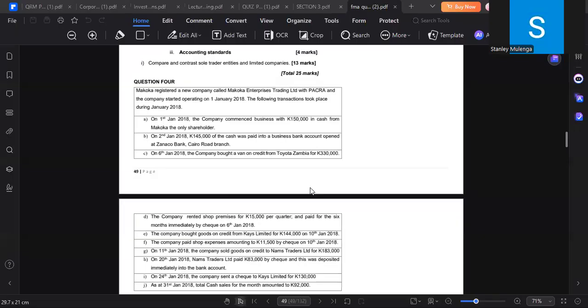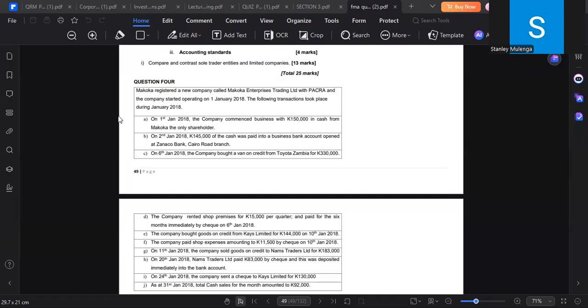Then let's go to question number 4. Macoca registered a new company called Macoca Limited, and the company is operating from the 1st of January 2018. The following transactions took place. We are considering each of these transactions based on our duality concept. So we'll look at transactions A, B, and C.